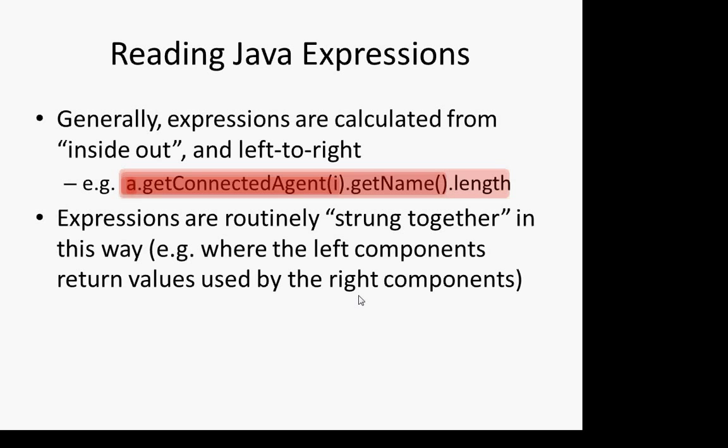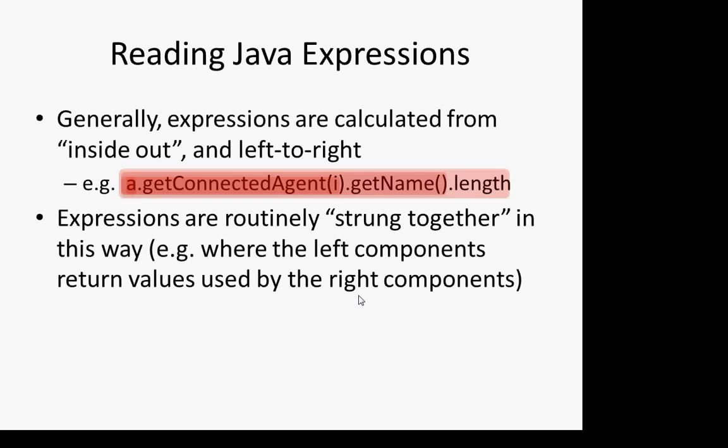You have to ask yourself what's getting computed as you're going along, so that when I get this value back at the end, what does it relate to? This value at the end, length, it's not getting anything with the length of A directly. Instead, it's getting the length of the name of the I plus 1 connected agent of A. And to reason that through, you have to go step by step.